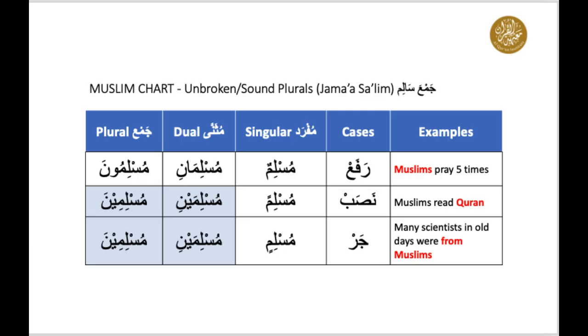The following chart is called Muslim chart. It is essential to understand the Arab case, indicating what role the noun is playing in the sentence. The roles could be one of these. For example, fa'il or subject, maf'ul or object, or harful jar or mudaf ilayhi relationship. Let's understand the Muslim chart unbroken sound plural Jama'a Salim for masculine.